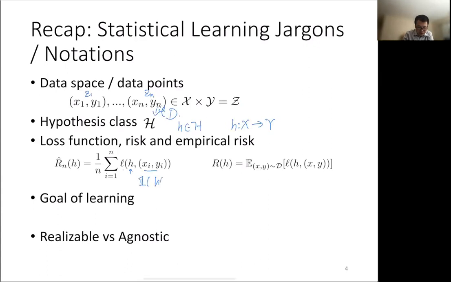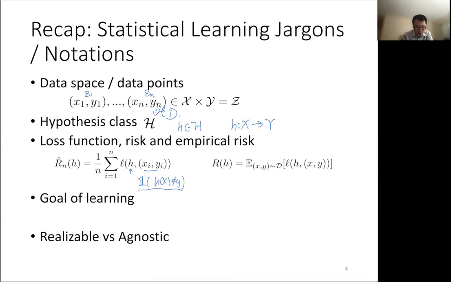the indicator of h(x) not equal to y, which says that if your prediction is incorrect, then you suffer a loss of 1. Otherwise, you suffer a loss of 0. But it could be other things. It doesn't have to be this 0-1 loss. That is a canonical type of loss function used for classification problems.